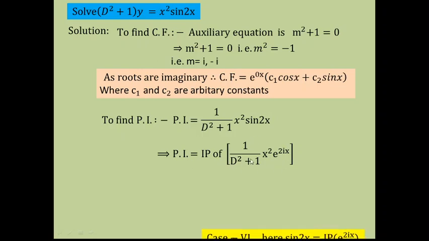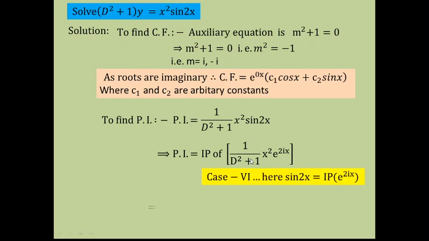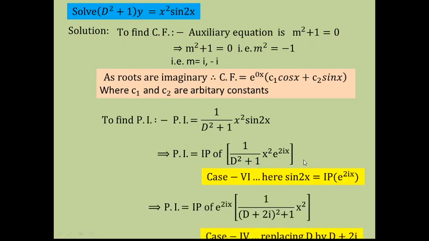Let's move further. So this is according to case number 6. Now we will apply, as I am having the form e raised to power ax into x square, so case number 4 is applicable. According to case number 4, we will take this exponential term out of the operation.